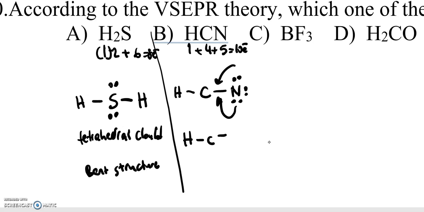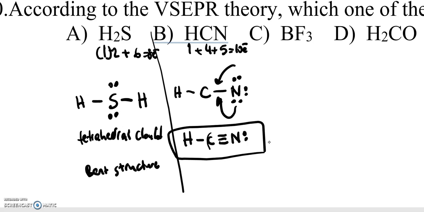Hydrogen, carbon, 1, 2, 3. I moved 2 of them, so I have only 2 left on the nitrogen. When I look at the central atom here, 2, 4, 6, 8, that's an octet. And nitrogen, 3 bonding pairs and then 1 lone pair, it's 8. So it's all good to go, right?